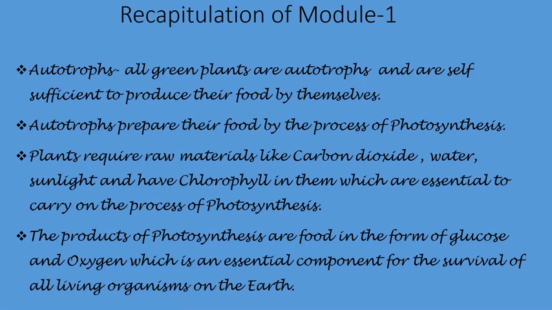Plants require raw materials like carbon dioxide, water, sunlight, and have chlorophyll in them, which are essential to carry on the process of photosynthesis. The products of photosynthesis are food in the form of glucose and oxygen, which is an essential component for the survival of all living organisms on the earth.